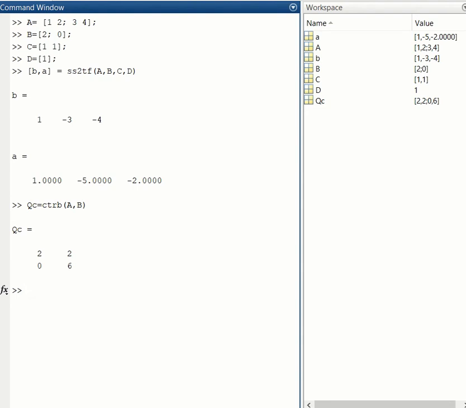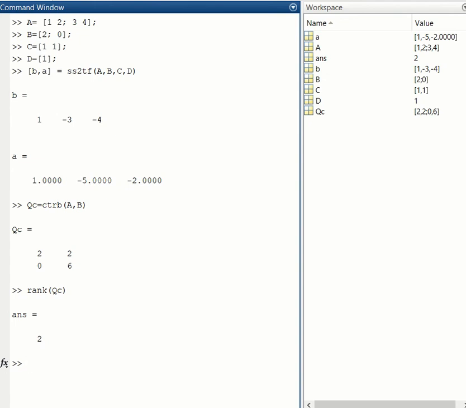Now, after finding the controllability matrix QC, we used to find the rank of the matrix QC. The rank can be evaluated by the command rank of the matrix QC. So the rank of this matrix QC comes out to be 2, which is the same as the order of the system, and thus we conclude that the system is controllable.